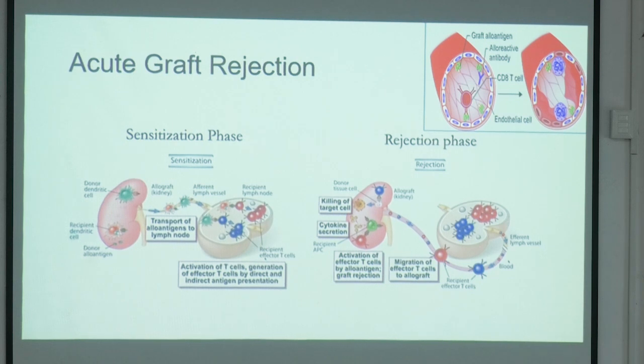It will start producing antibodies from the B cells. And along with that, it will trigger the T cells. Then the B cells and T cells will reach the graft. When it reaches the graft, the antibody will further trigger T cells and the antibody will also trigger the complement system. This is known as the rejection.